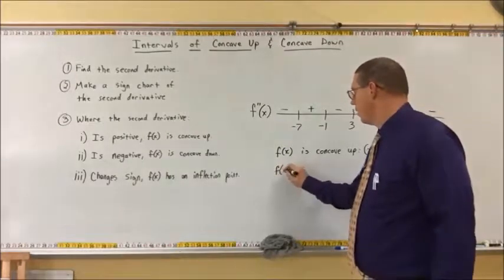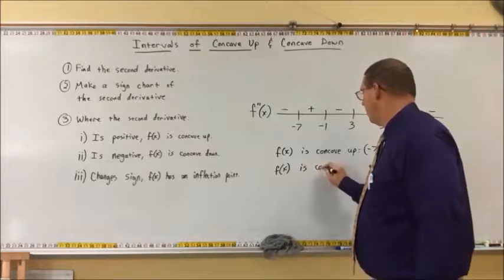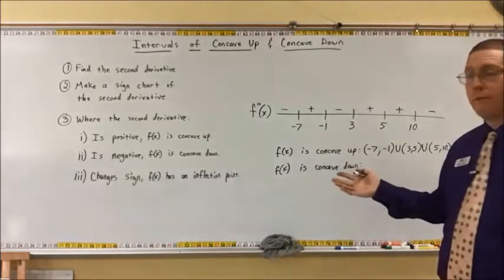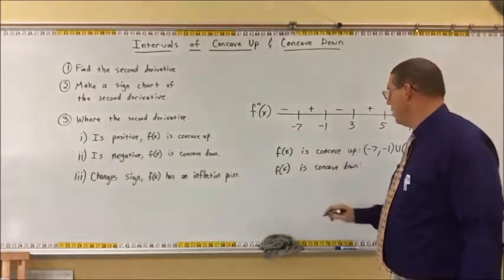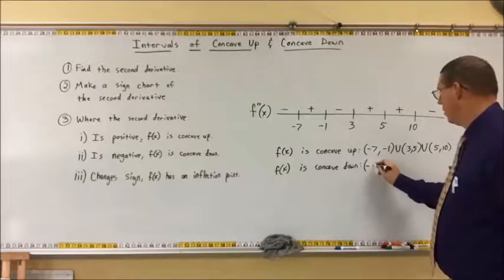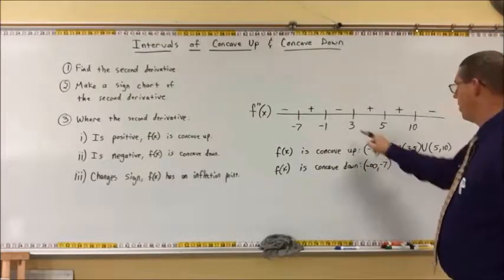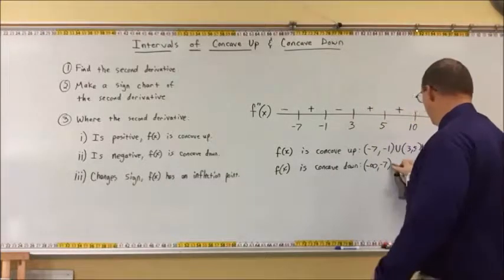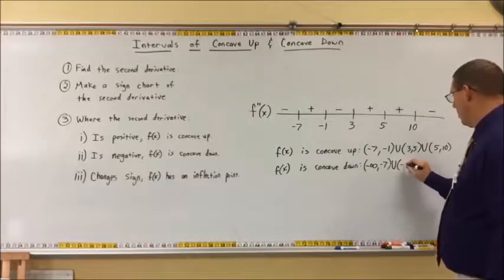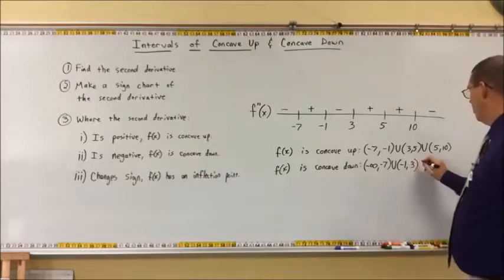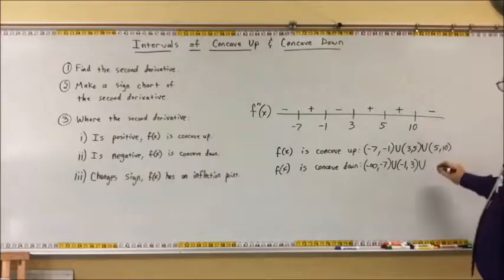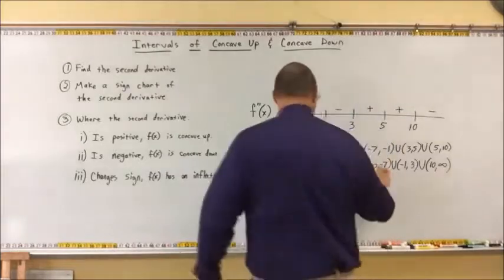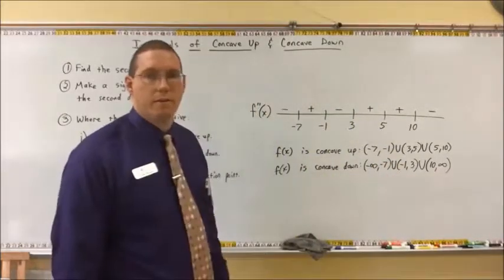F of x is concave down wherever the second derivative is negative. From negative infinity up to negative 7. From negative 1 up to 3. Oops, put a union there. Union. And then from 10 up to infinity. There we go. And those are the 3 intervals where f of x is concave down.